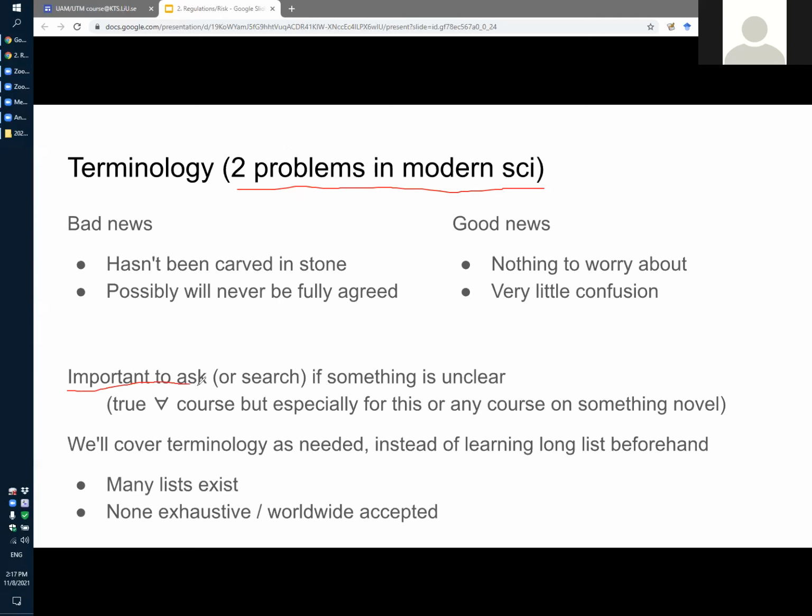So, just as a general encouragement, it's important to search for terms if you don't understand them. Of course, it's true everywhere, but in particular, when you're talking about something as novel as UAM, UTM, that's important. Do go and look at the terms and see what they really mean. We will cover the terminology in this course as needed, but we will not start from looking at some kind of list and trying to memorize all the different things.